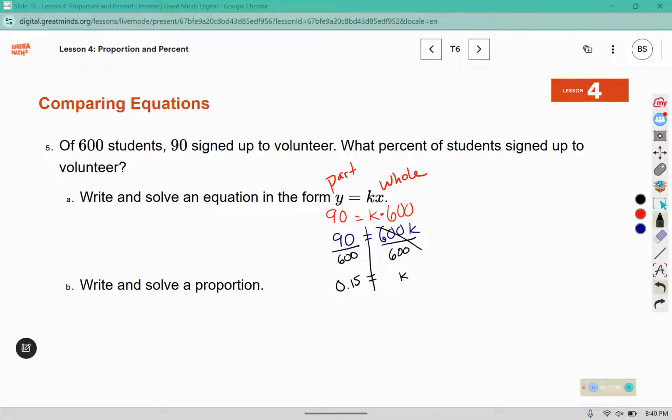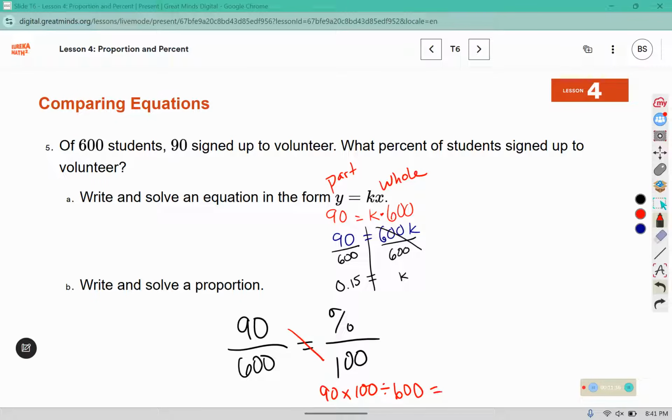Now let's find the proportion. The part here is 90. The whole is 600. Diagonally multiply and divide by the value we haven't used yet. 90 times 100 is 9,000. 9,000 divided by 600 is 15.